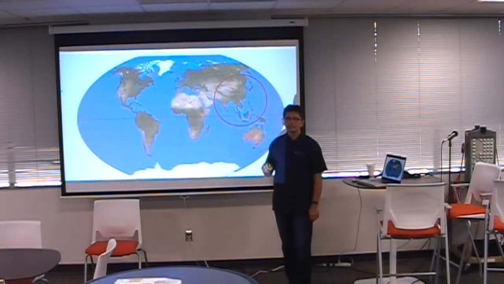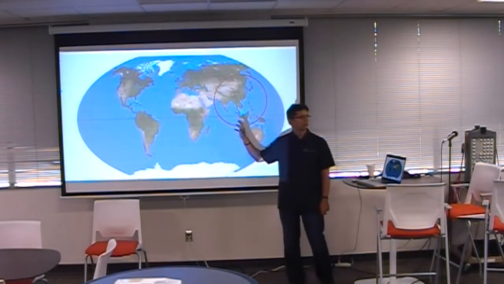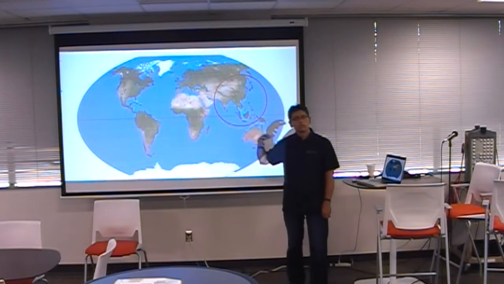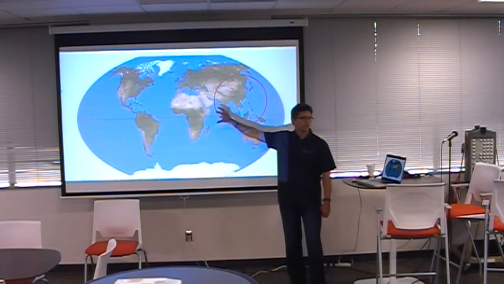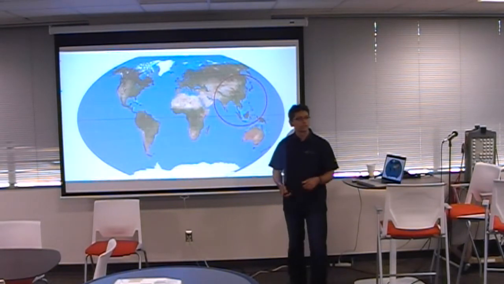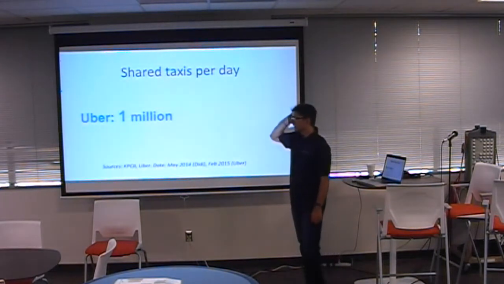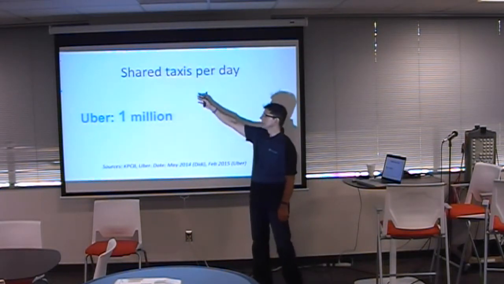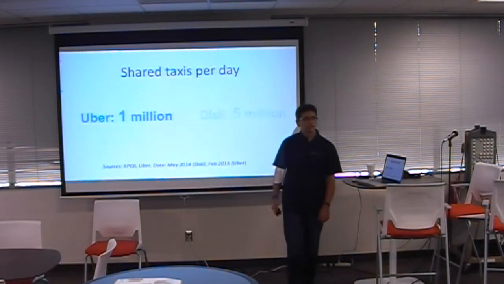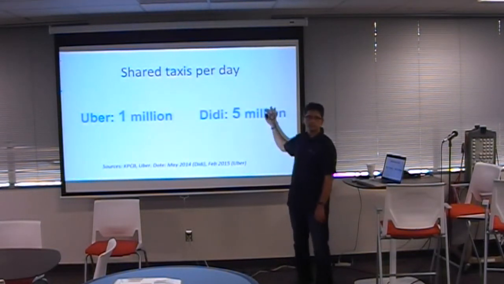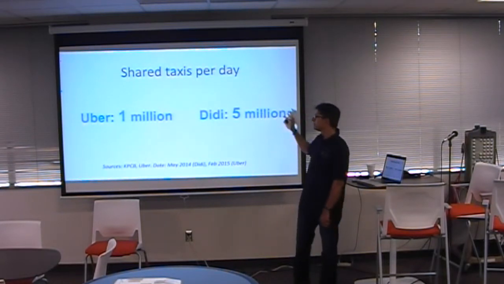And another thing that we are seeing a lot is this shift. There's a huge amount of customer base as well as companies coming from the Asian part, from China and India and this region of the world, which are newer companies that are competing. If you look at Uber, for example, it has 1 million shared taxis per day. But Didi, now the biggest competition for Uber in China, has 5 million.